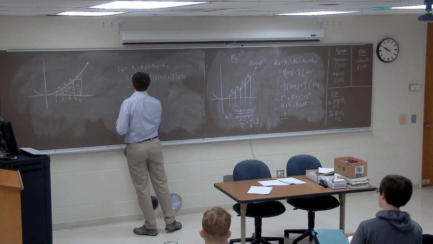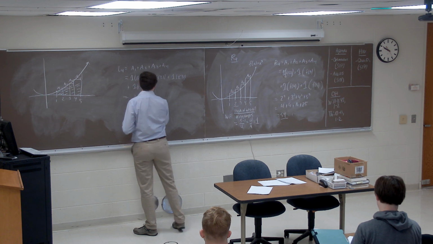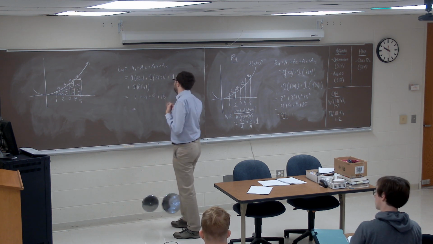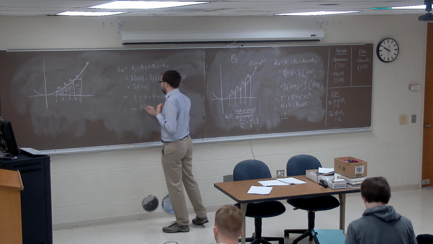which would be 1 squared is 1, plus 2 squared is 4, plus 3 squared is 9, plus 4 squared is 16. And we come out to 25 plus 5, I believe, is 30.